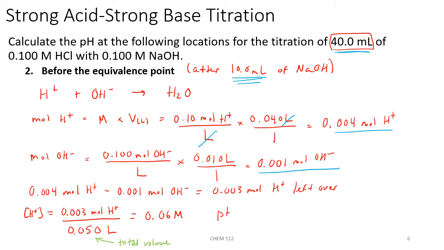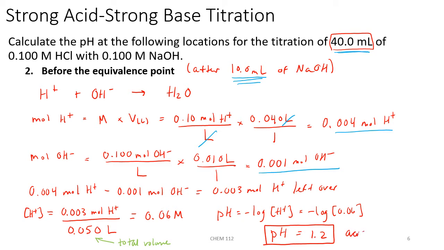Lastly, to calculate the pH, we're going to take the negative log of the hydrogen ion concentration. So that'll be negative log of 0.06. And the pH at this point should be still pretty low. It comes out to a pH of 1.2, which is still acidic. We haven't neutralized all of our strong acid yet, so it makes sense that we'll get a low pH when we're before the equivalence point on this titration.